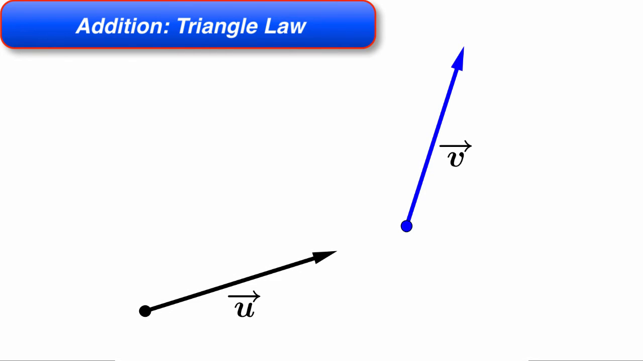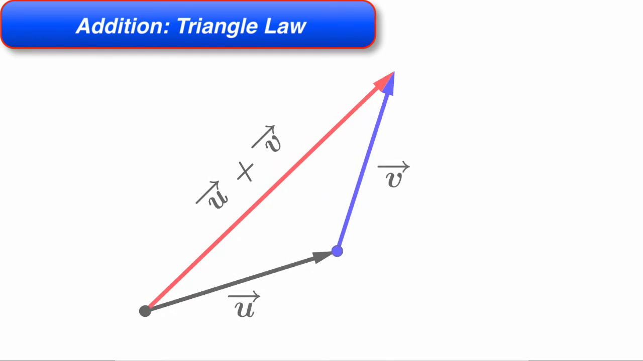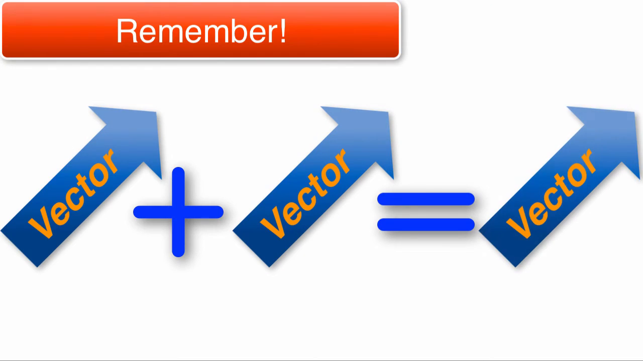The second way is more straightforward. It is called the triangle law. Again, starting with the two mentioned vectors u and v, this time we bring the initial point of vector v to the terminal point of vector u. u plus v is the vector starting at the initial point of u and ending at the terminal point of v. Remember that addition of two vectors always results in another vector.